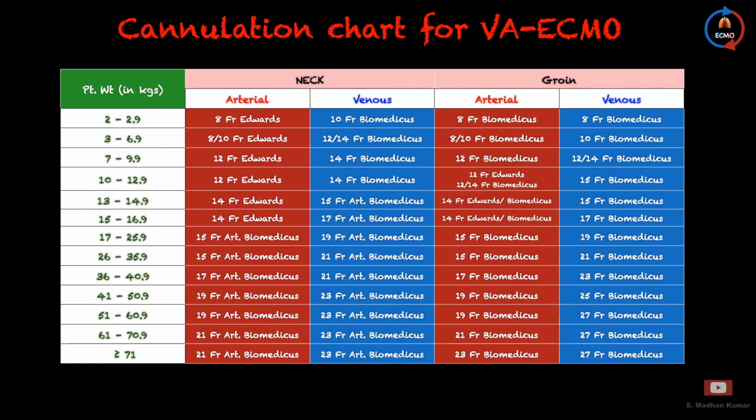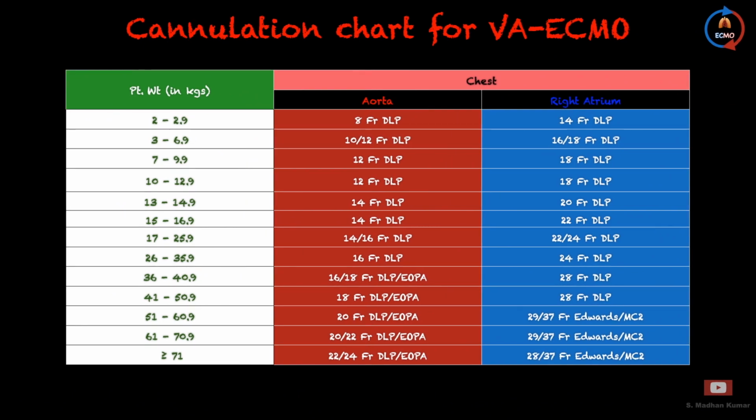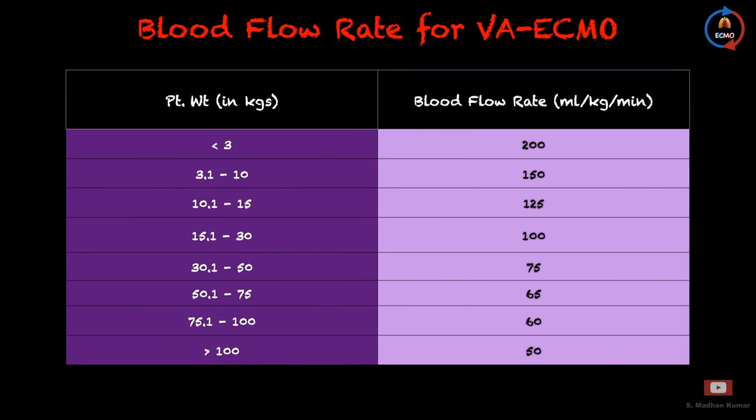This is the commonly used cannula requirement chart for peripheral VA ECMO according to the patient's weight. This is the commonly used cannula requirement chart for central VA ECMO according to the patient's weight. This table shows you the required blood flow rate for patients on VA ECMO according to the body weight.